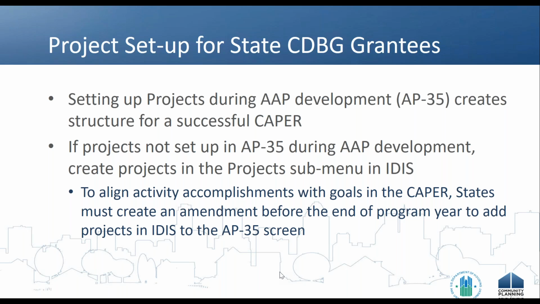For states, it really doesn't matter to us whether you put the projects in at the time you're submitting your action plan, because you do that method of distribution process and enter that screen as well, or if you set them up in IDIS first and then pull them into your action plan later. What's really important, regardless of which way you go, is that you make sure those projects are in your action plan prior to creating a CAPR, so that your accomplishment data can align correctly in the CAPR at the end of the year.